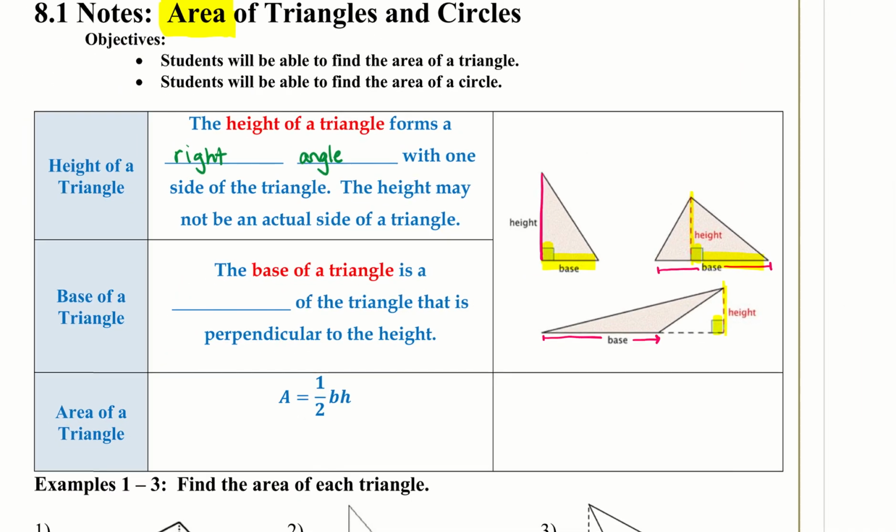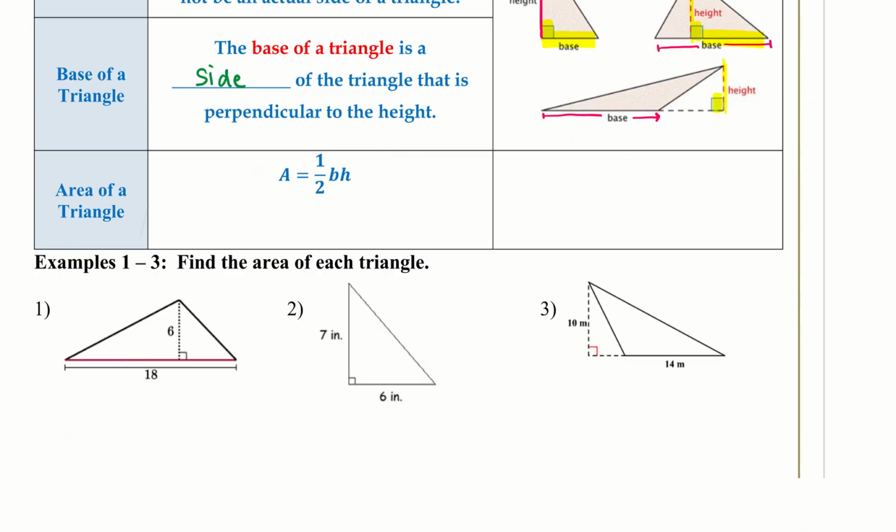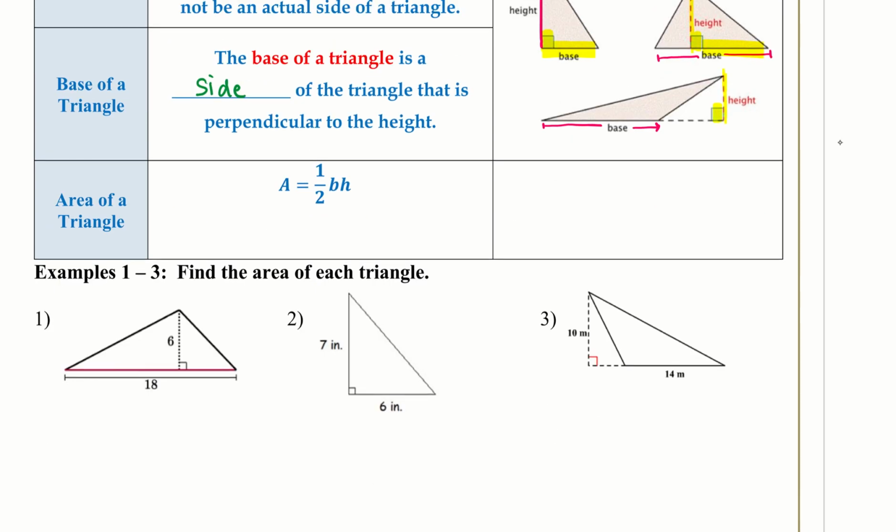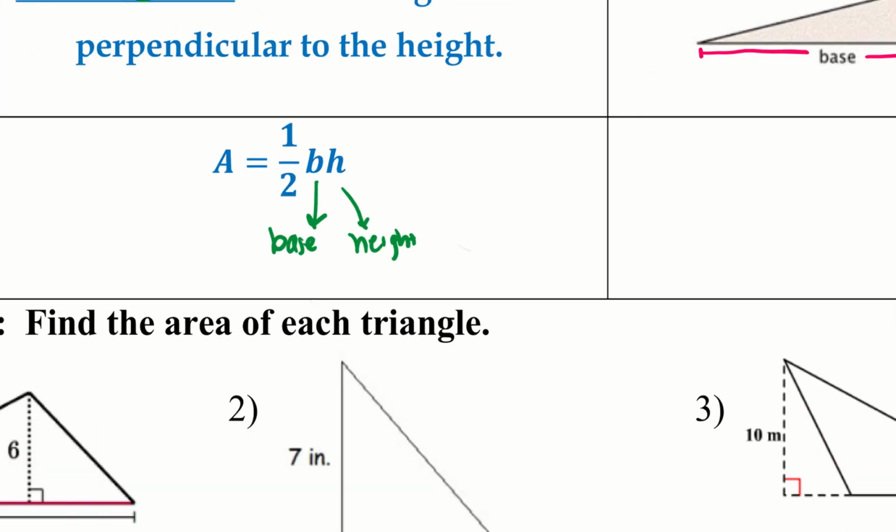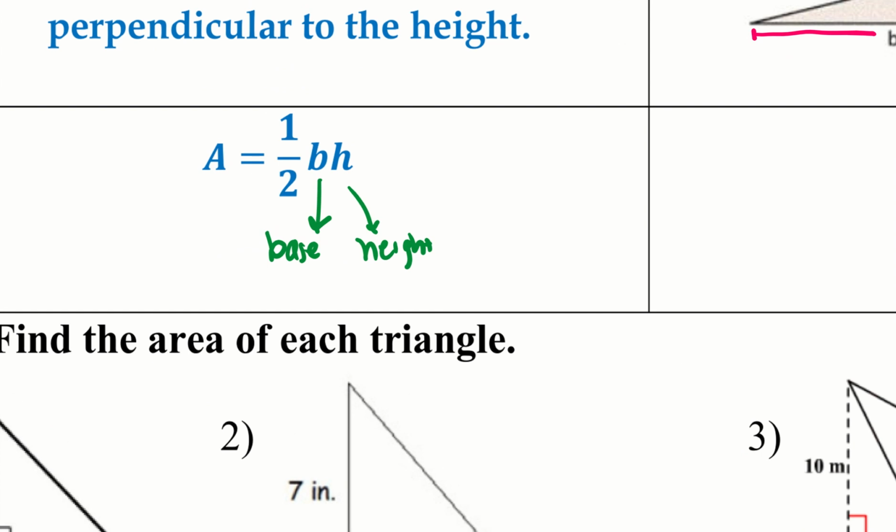The base of the triangle is going to be one of the sides, and you could actually pick any of the three sides of the triangle to be the base, but then the height must be perpendicular to that base. The formula for the area of a triangle is 1/2 base times height. It's commonly written like this: B is the base, H is the height. These are all being multiplied together because we don't have any space in between these little portions here.